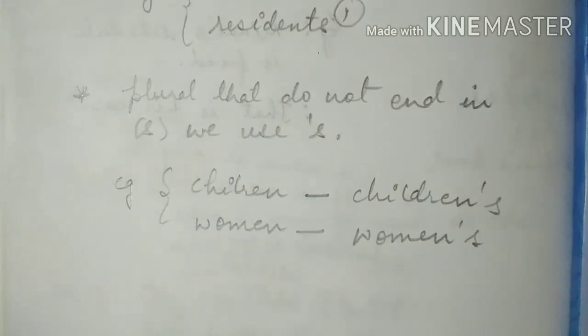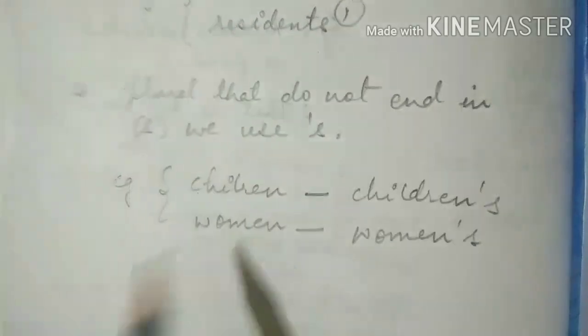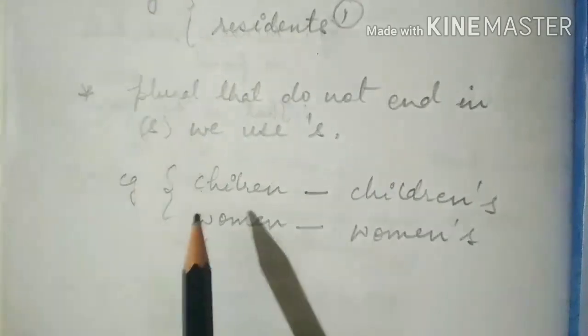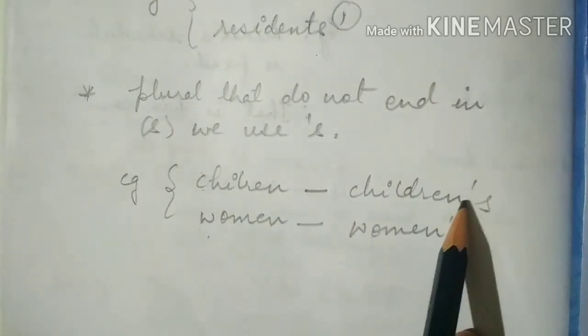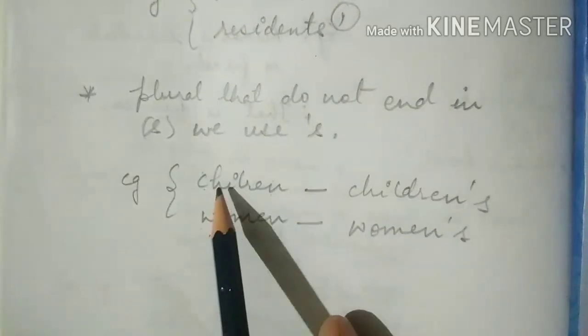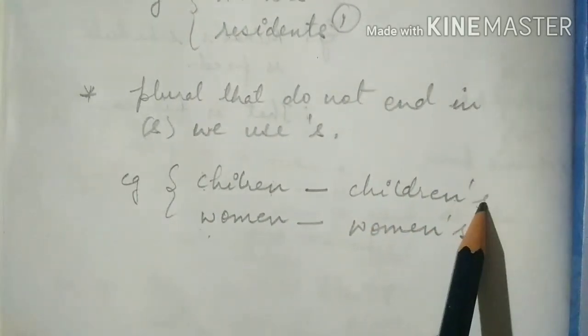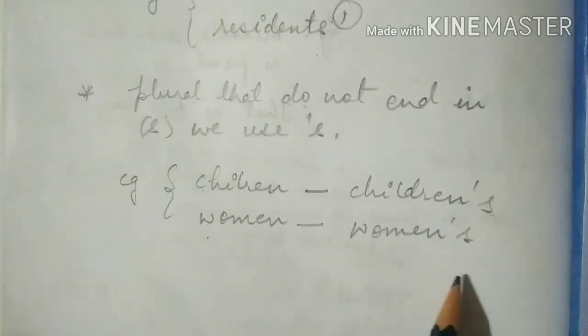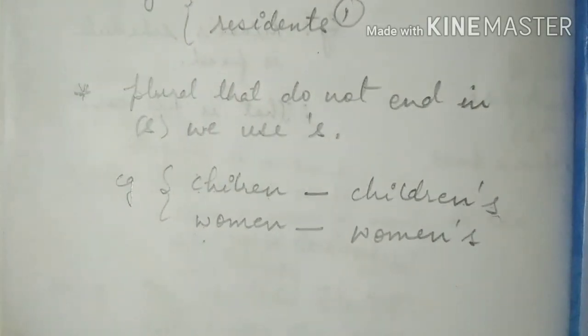Now there are certain plural words that don't end with s, but are plural nouns. Such words are children and women. These two terms are already plural nouns, so we add apostrophe s after the plural noun. That means children becomes children's. Fine. Similarly, women becomes women's. So this is the use of the apostrophe in the possessive case.